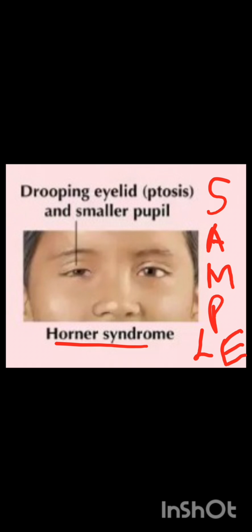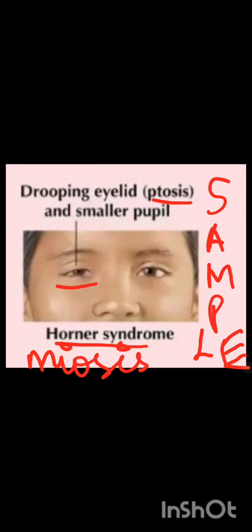M is miosis. Miosis means constriction of the pupil. P is ptosis, which is drooping of the eyelid. L is loss of ciliospinal reflex, which will be affected, will be lost.